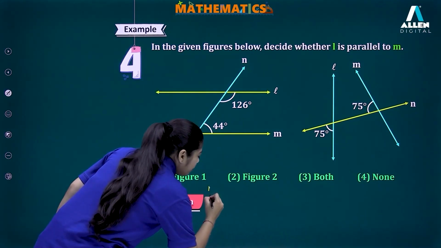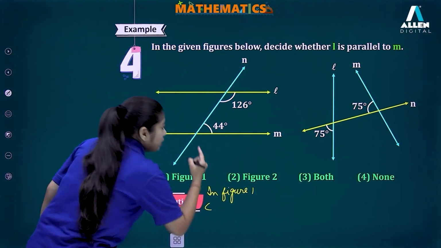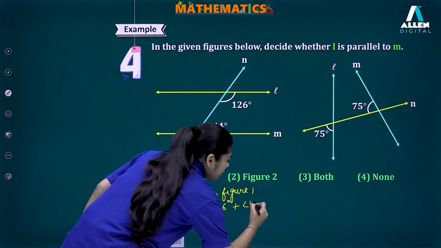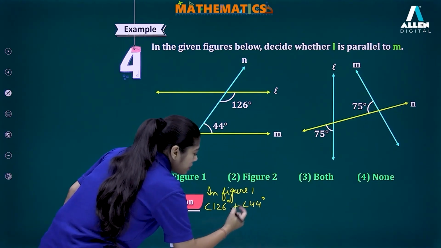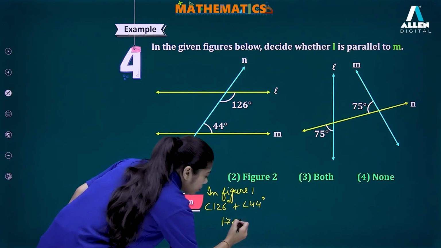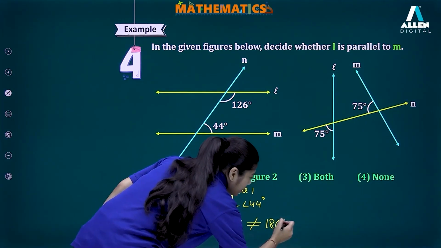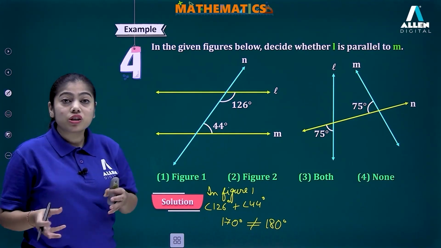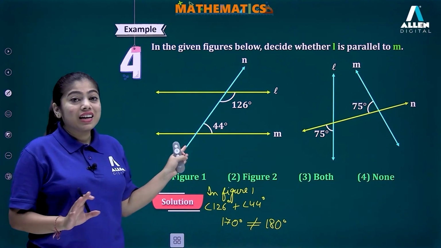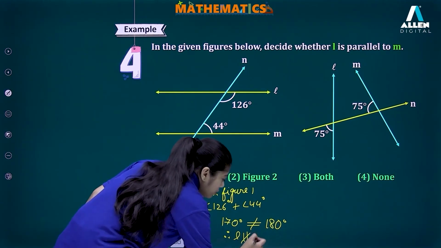So, let us add in figure 1. Angle 126 degree plus angle 44 degree will give us how much? Let us see. 6 plus 4 is 10, 2 plus 4 is 6 plus 1 is 7 and 1 more. So, it is equal to 170 degree. Definitely not equal to 180 degree. So, here we say that the consecutive interior angles are not supplementary. So, definitely in figure 1 the lines are not parallel. Therefore, L is not parallel to M.